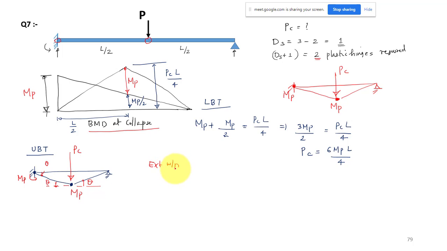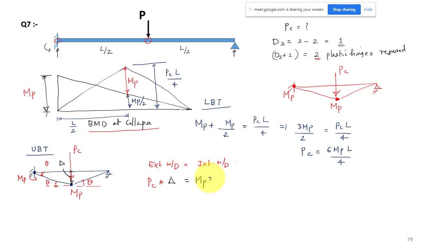Now we can apply external work done equals internal work done. Our external work done is the load into the displacement at that point. Let us take this point, where the deflection is delta. So Pc into delta is the external work done, the collapse load into its corresponding displacement. Internal work done is moment into rotation, so at this section MP into theta.